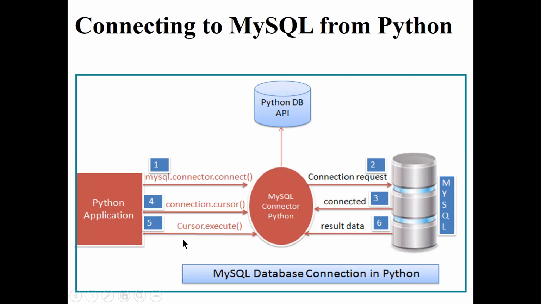The query you execute may be a select query, an insert query, or an update query. If it is a select query, it will retrieve the information and give it back to the MySQL connector, which is then given to the Python application. So this picture just explains how the connection between Python and MySQL happens.